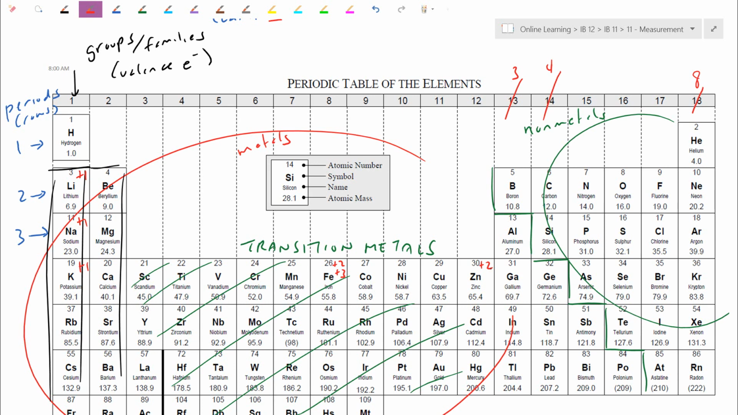Now don't worry. Yes, there will be some things that we do need to memorize. There will be a handful of elements here. These transition metals here, which happen to have many, many charges. Some of them are actually listed already in the data booklet, so you don't need to memorize those.